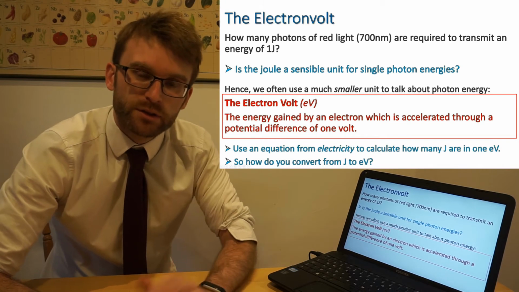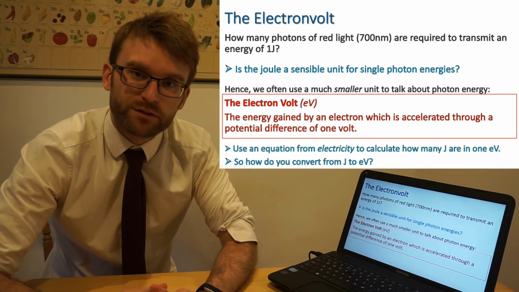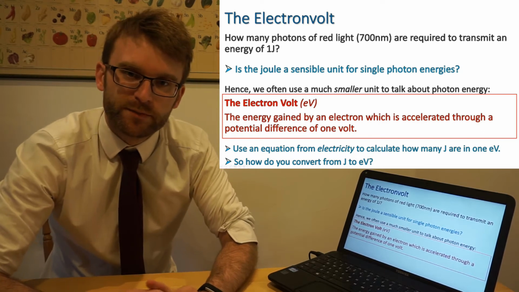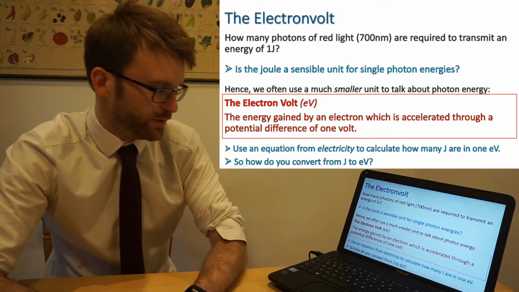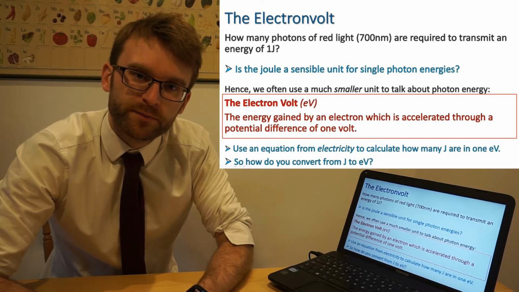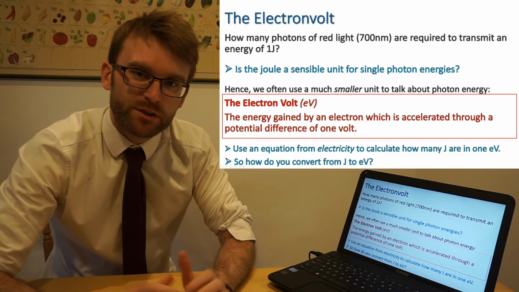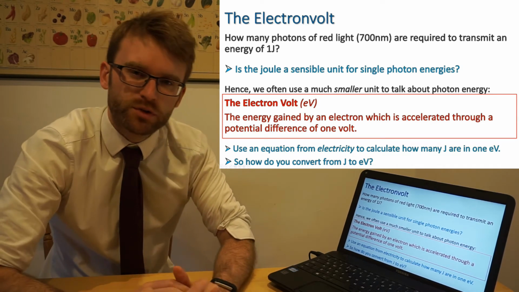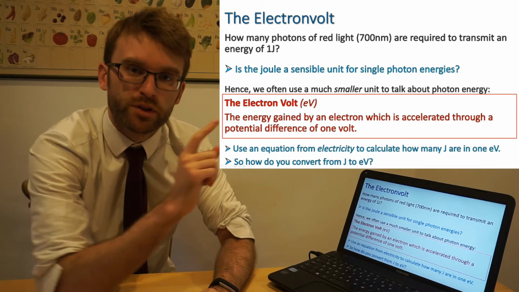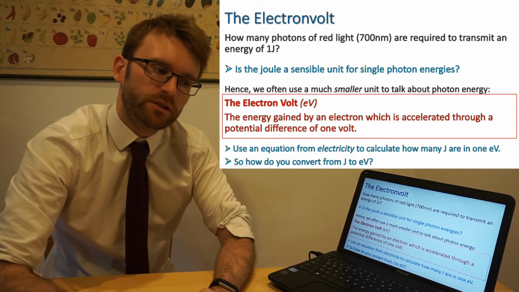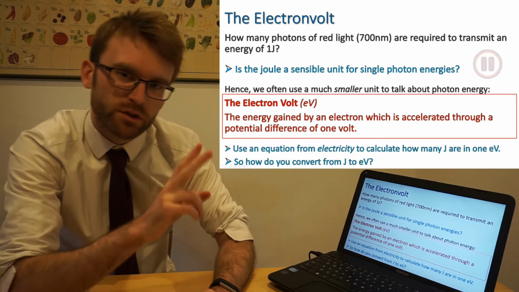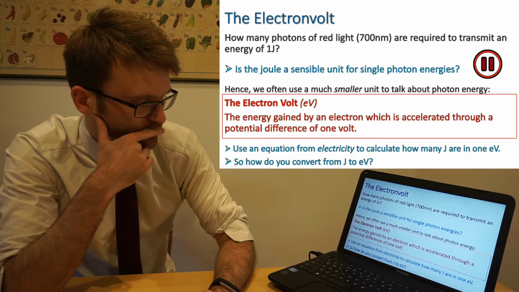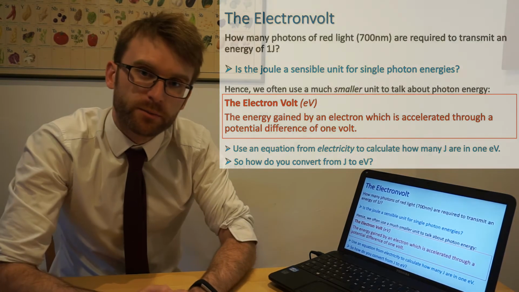I can work out, using the basic equations from electricity, how much energy this is. In lesson, I would just get you to work it out. So again, I'm going to give you a few seconds now to pause the video, and you can work out just how much energy is transferred to the charge of 1 electron accelerated through a PD of 1 volt. Did you work it out?